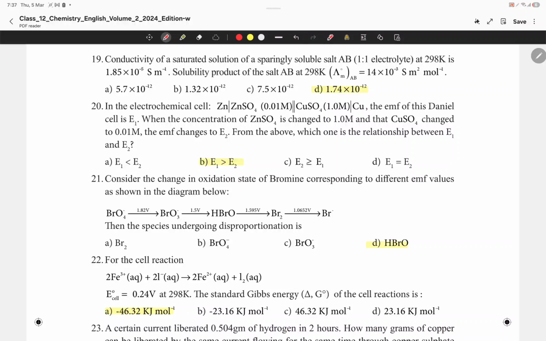Solubility product of the salt AB at 298 Kelvin, with lambda naught of AB equal to 14 × 10^-3 S meter square per mole, is 1.74 × 10^-12.